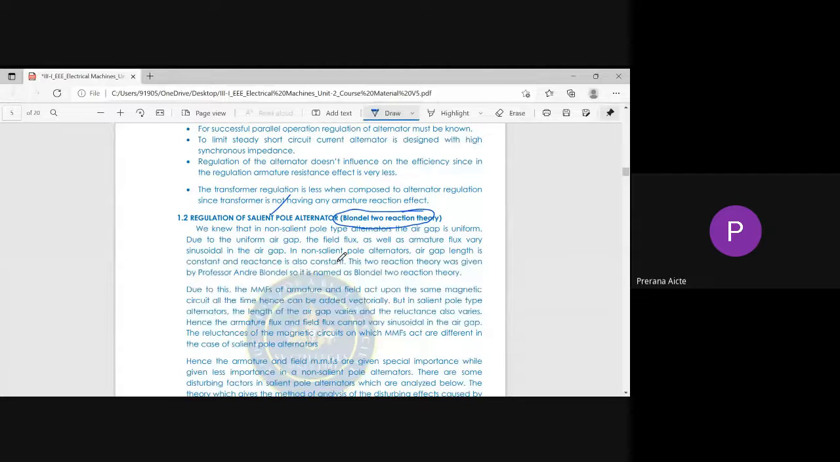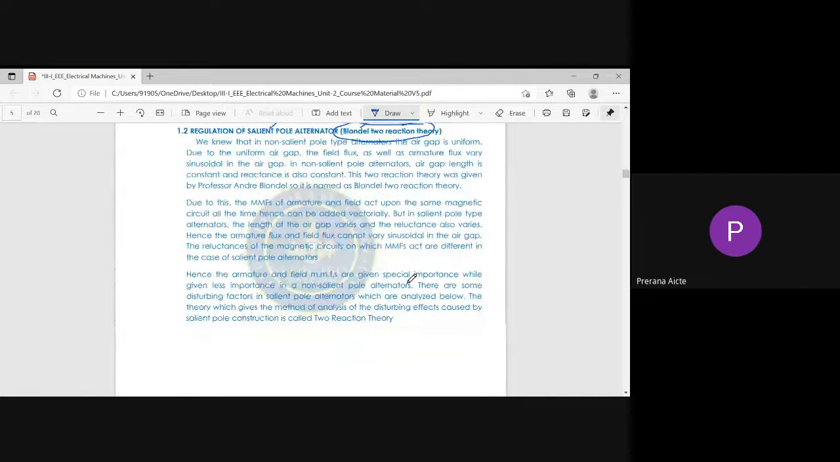In a salient pole synchronous generator, the air gap between the rotor and stator is non-uniform. Along the poles it is minimum, in between the poles it is maximum. So a single reactance is not sufficient to model the armature reaction. For that reason, we go for a two reactance model, that is Blondel's two reaction theory.